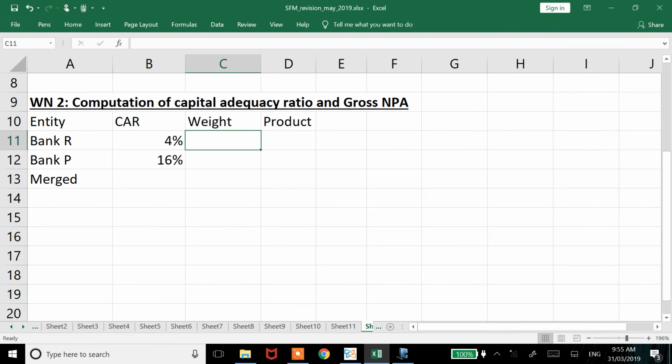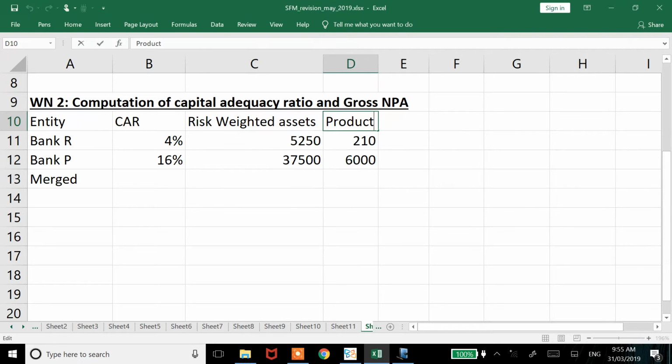What is the net worth of bank R? Net worth is share capital plus reserves and surplus: 210. Second bank? 6,000. Listen for a minute. My capital adequacy ratio, this weight is nothing but, in this case, risk weighted assets, and this product is nothing but net worth.